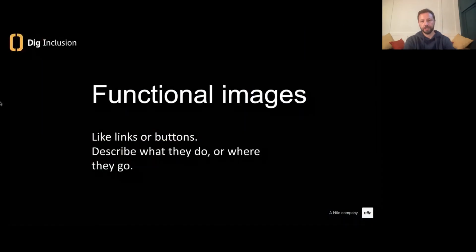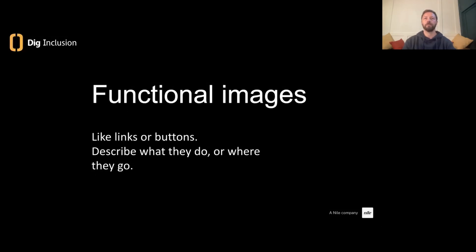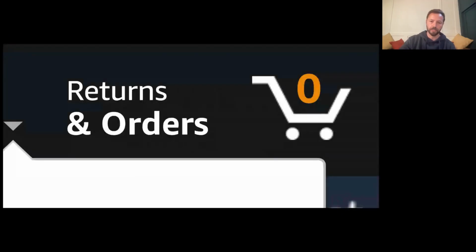so functional images. We treat functional images differently. A functional image is an image that you can interact with. It's not a static image. We're not really trying to describe the image itself. We need to describe what it does or where it goes. So I'll give you a really good example here.